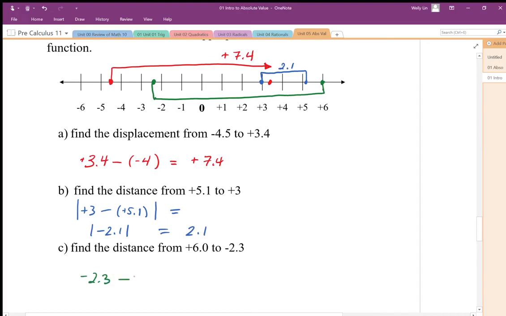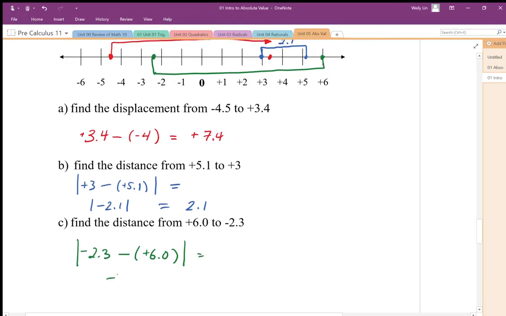We're going to subtract 6.0. Okay, and then we want to take away the direction with the absolute value. So here I end up with negative 8.3. And we're going to take away the direction, or the absolute value of it, which gives us 8.3. So we have a distance of 8.3 units from 6 to negative 2.3.